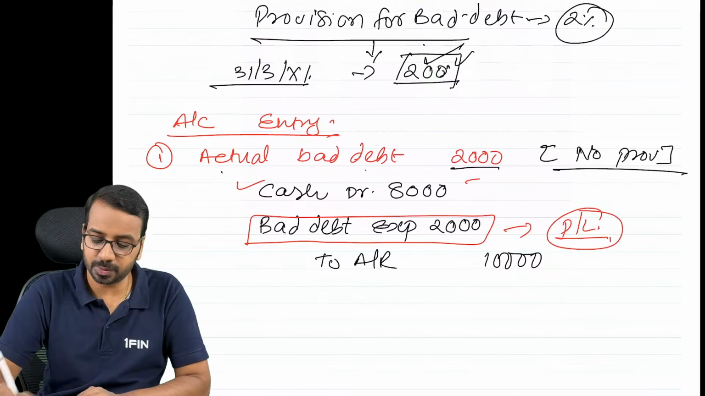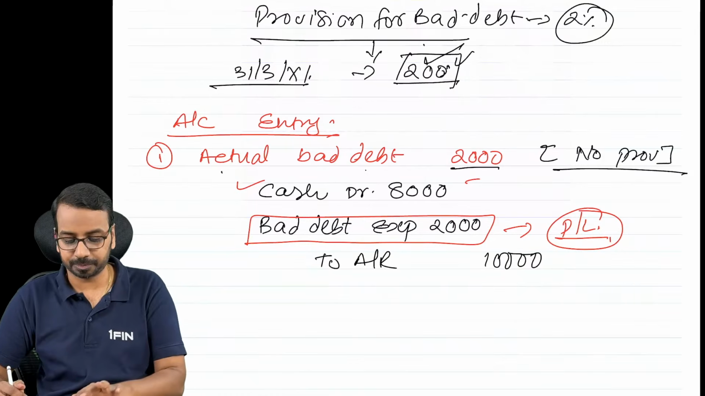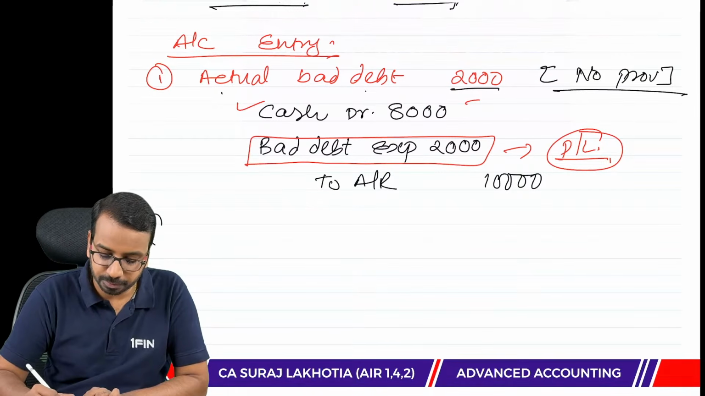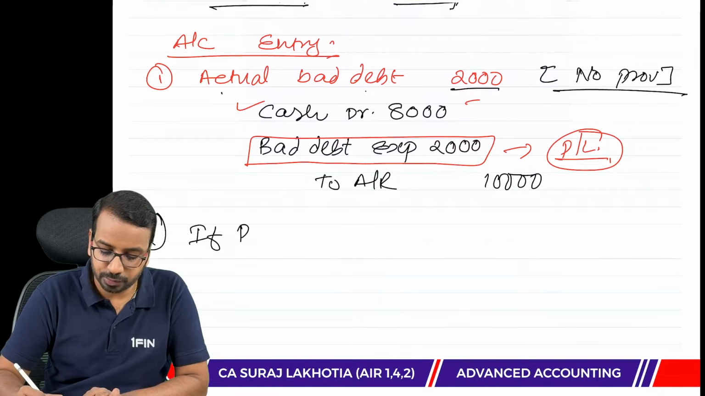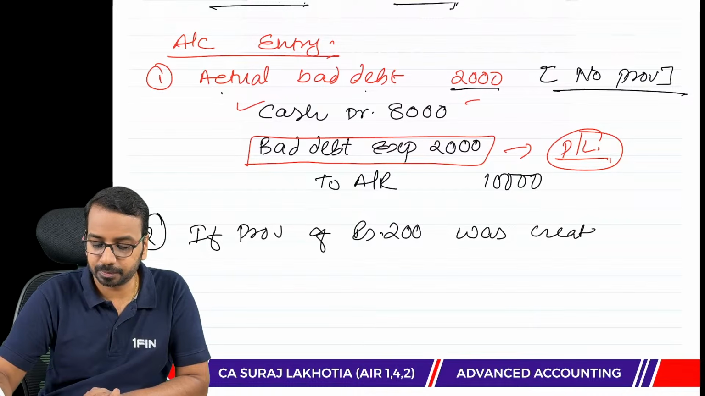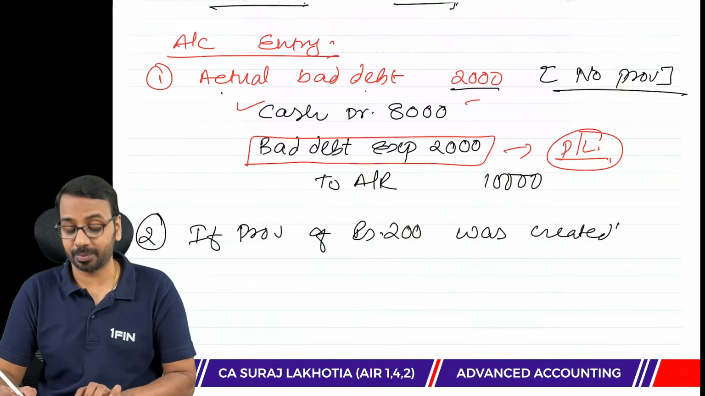Alright, we'll debit this expense to the P&L and the account is closed, matter is closed. However, what happens when we have a provision? Let us say a provision of rupees 200 was created. Then what would happen?